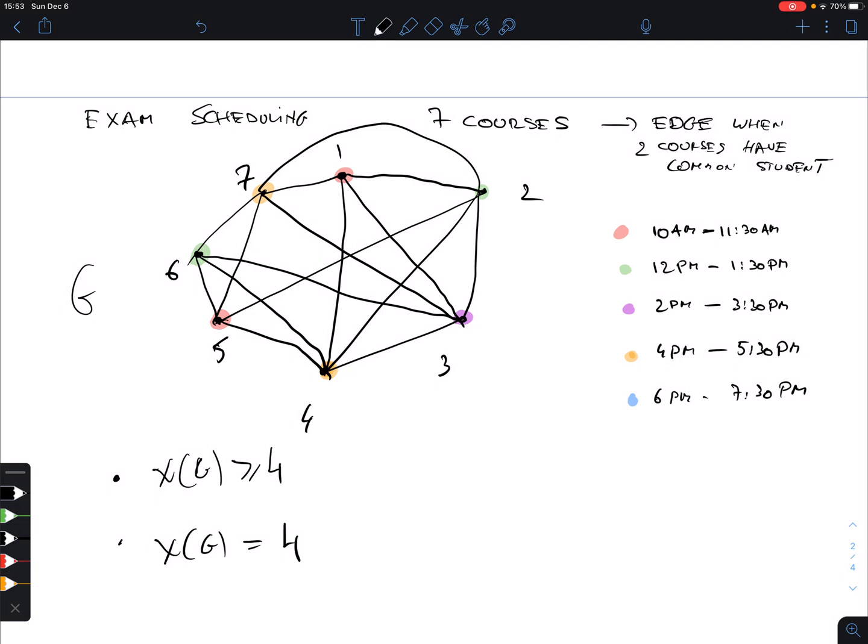And that also tells us when to schedule the exams. So in the first time slot, we will schedule course 1 and 5. In the second one, we go 2 and 6. In this time slot, only 3. In this time slot, 5 and 7. Okay, so that's the scheduling problem.